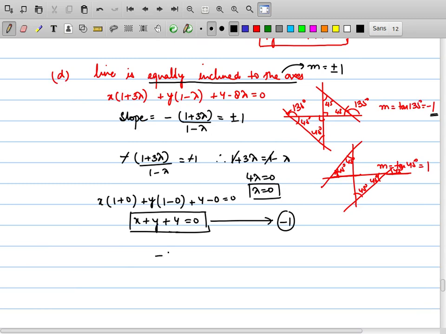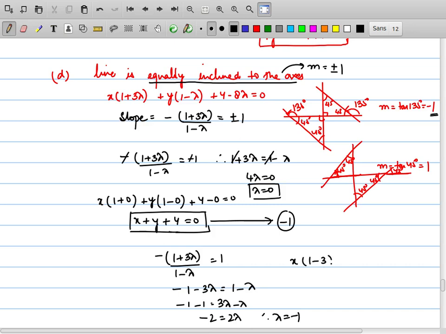The second part would be if (1 plus 3 lambda) upon (1 minus lambda) is equal to +1. Now in this case, -1 minus 3 lambda will be equal to 1 minus lambda. So this would be 3 lambda on the right side and -1 minus 1. Therefore -2 is equal to 2 lambda. Therefore lambda is equal to -1. Now in this case, we'll put lambda equals to -1. Therefore x(1 minus 3) plus y(1 plus 1) plus (4 plus 8) equals to 0. Therefore -2x plus 2y plus 12 equals to 0. We can take 2 out. y minus x plus 6 equals to 0. This could be your second equation.